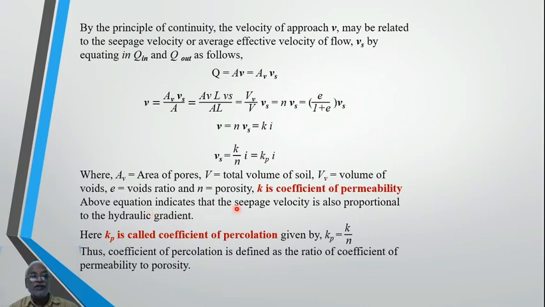The above equation indicates that seepage velocity is also proportional to hydraulic gradient. The proportionality coefficient here, Kp, is called the coefficient of percolation, which gives Kp equal to K by n. Thus, the coefficient of percolation is defined as the ratio of coefficient of permeability to porosity. Okay.